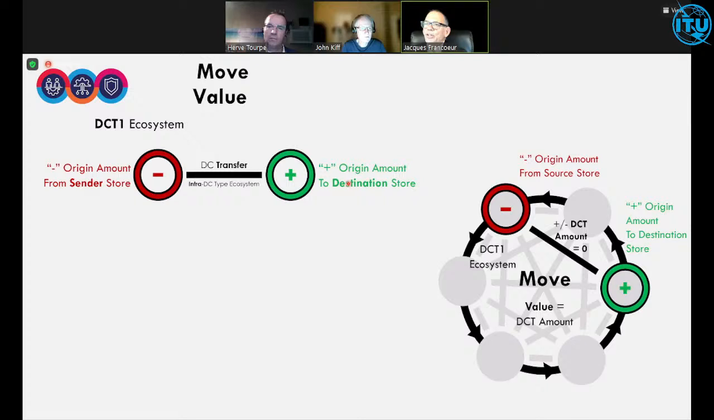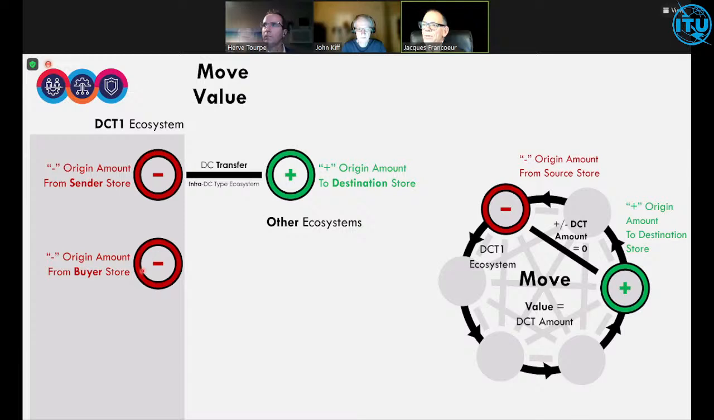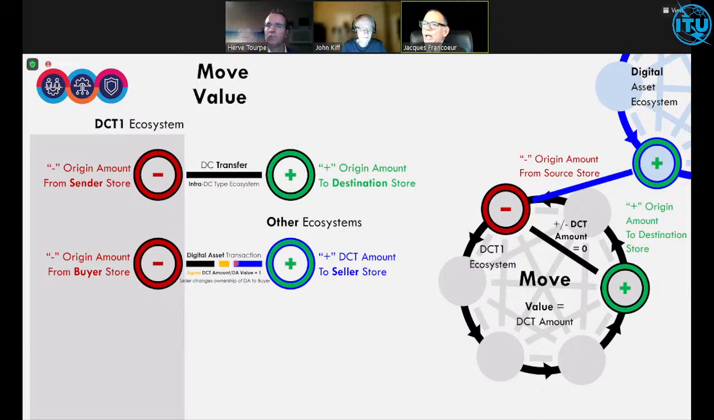Now, let's say you want to do another transaction. You want to buy something. You're doing exactly the same thing, but now you're going to another ecosystem and you want to buy a digital asset. And so you take out the money from your store, and then there's a normalization function that has to occur. Are you giving me enough money of what I want for my digital asset equal one? So if your amount equals what I want, I'll sell it to you. If it's not, denied. So remove the amount from my buyer store, put it in the seller store, but then the seller changes ownership of the digital asset to buyer, right? At the end of the day, change of ownership.